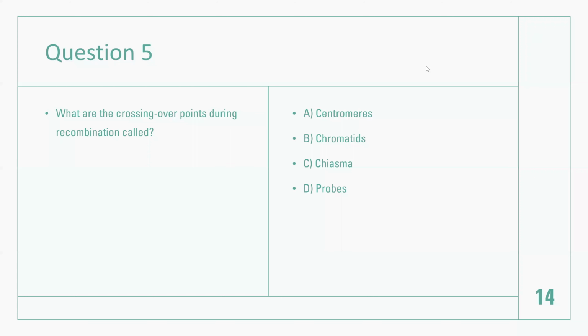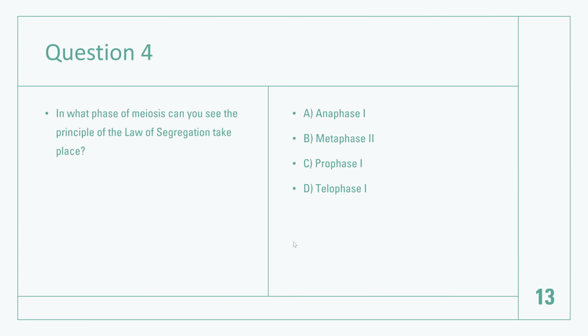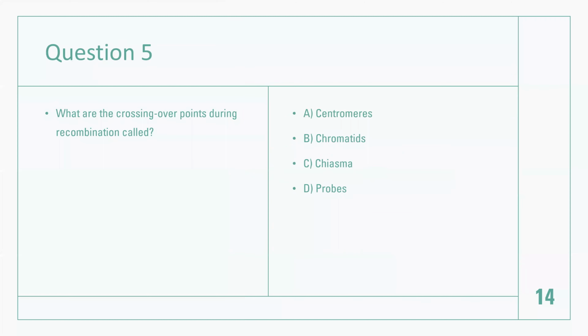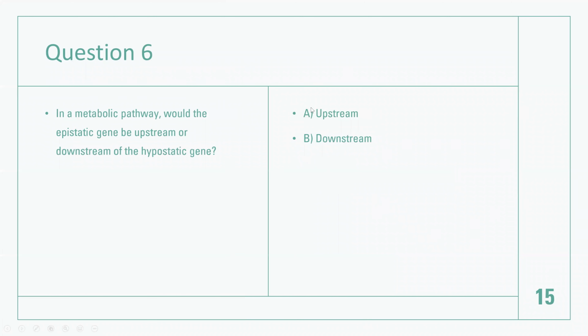Perfect. I am seeing a lot of C's, and chiasma is the right answer. So when you have the tetrads, as you see in this image here, the points at which the chromosomes actually cross over and, let's say, switch their connections is called a chiasma. And the last question for this section. And as always, let me know if you guys have a question.